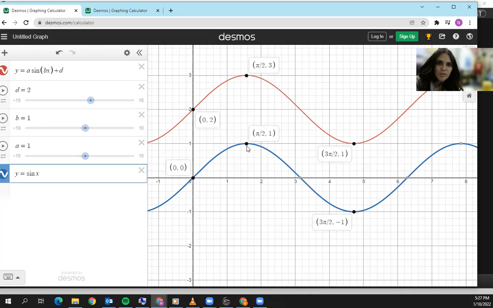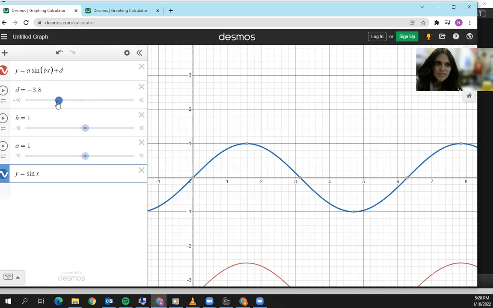So I just took every single point of my original blue graph, y equals sine x, and I shifted it up 2 because my d value was 2. What else did that do? Well, it moved the midline to 2, that point between the minimum and the maximum. My maximum was 3, my minimum's 1. What's halfway between 3 and 1 is 2. My midline is 2. You can see that relates to the d value of the graph.